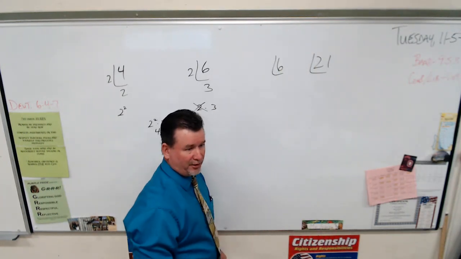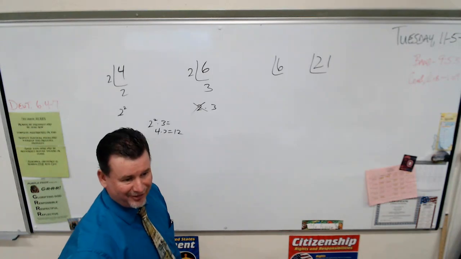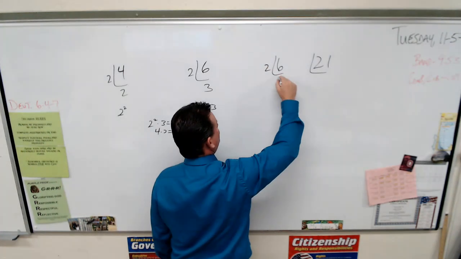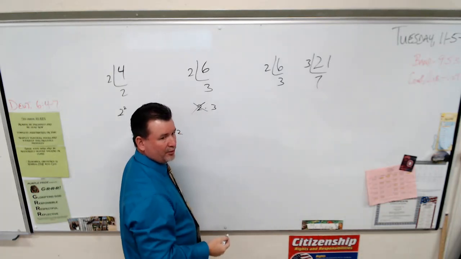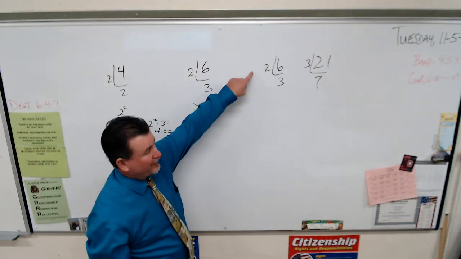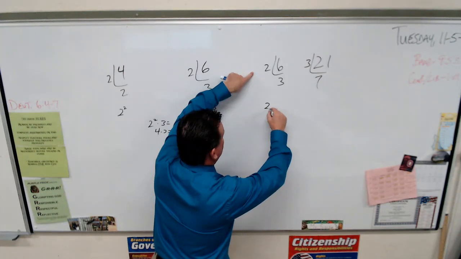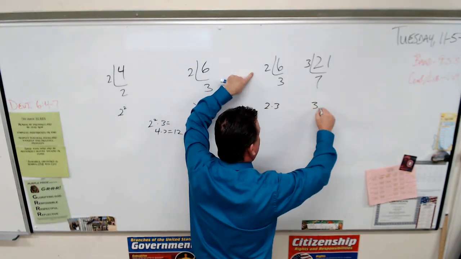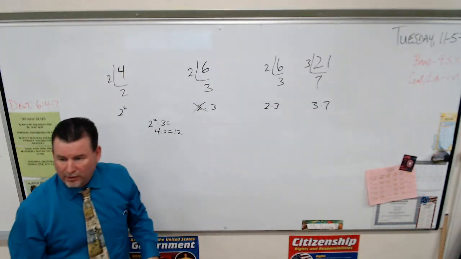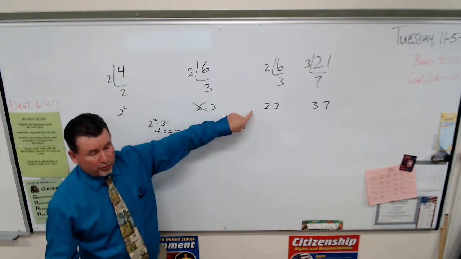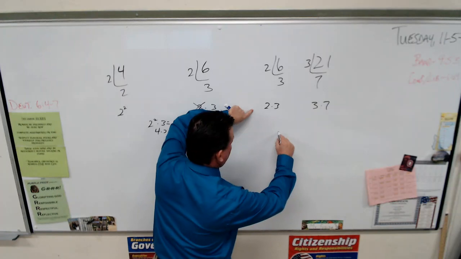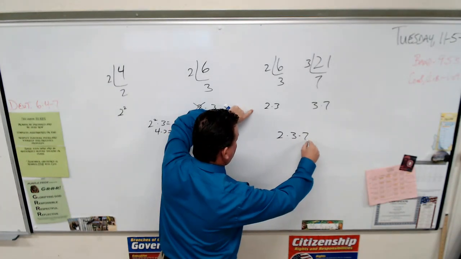Is anybody upset that I'm doing it this way now instead of the tree? Yes. 2, 3. Next time, 7. 3, 7. Watch, I've got it. Over here I got 2 times 3. Over here I got 3 times 7. I have to use every prime factor to its highest power. So I got to use a 2, I got to use a 3, and I got to use a 7.